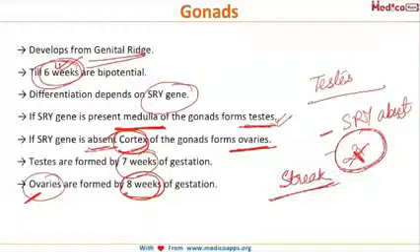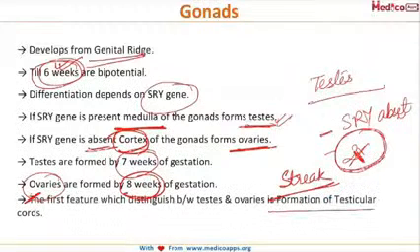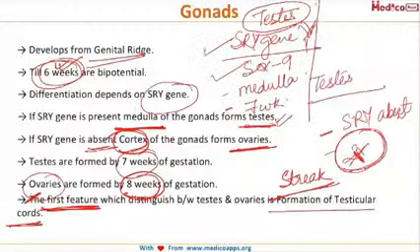Now the next important thing, which is the first structure to be formed in these gonads which differentiates it to be a testis, is the formation of testicular cords. Now we'll revise this entire thing in one sentence. Till 6 weeks of gestation, these gonads are bipotential. Now, if the Y chromosome is present along with its SRY gene and the SOX9 gene, then at 7 weeks of gestation, the medulla of these gonads develops into testis. Remember this and it will solve all your questions.